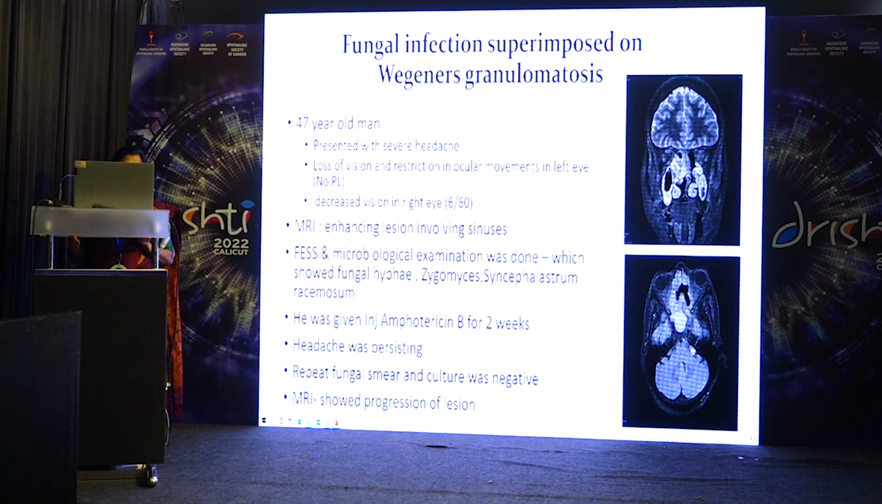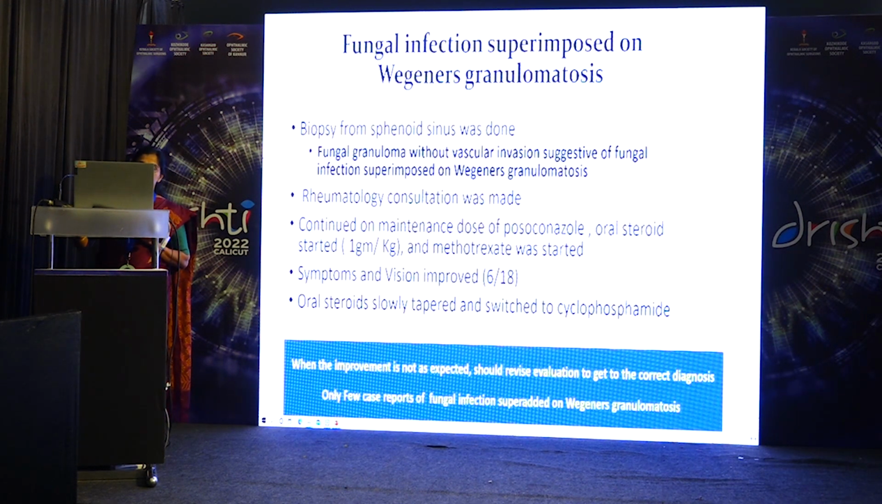Here this patient was a confirmed case of fungal sinusitis, but he was not responding to the usual antifungal agents. So when we did repeat biopsy and imaging, we could find that there is granulomatosis with polyangiitis. So he was started on an immunosuppressive agent along with antifungals. Then antifungals were slowly stopped and he was continued on immunosuppressive agents. So whenever the response to treatment is not as expected, we need to reevaluate and confirm our diagnosis and modify our management.